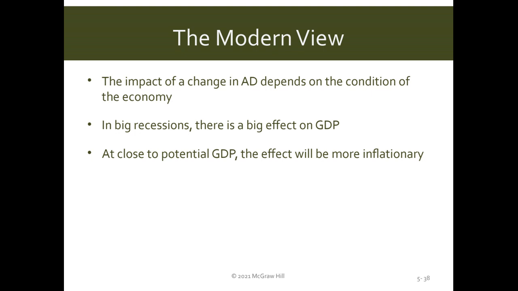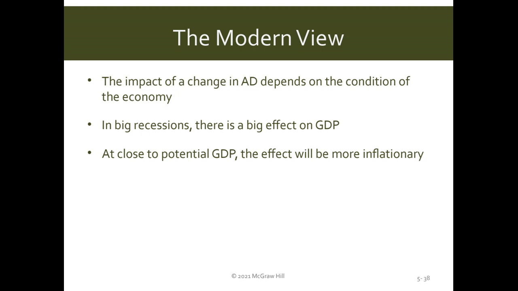According to neoclassical, if government shifts the aggregate demand curve to the right, it will only lead to inflation. Keynesians are saying that if government increases aggregate demand, it will increase real GDP with no change in inflation. Both are correct: one is in the short run, the other in the long run. According to the modern view, it depends on the condition of the society. In big recessions, there's a big effect on GDP. At close to potential GDP, the effect will be more inflationary.